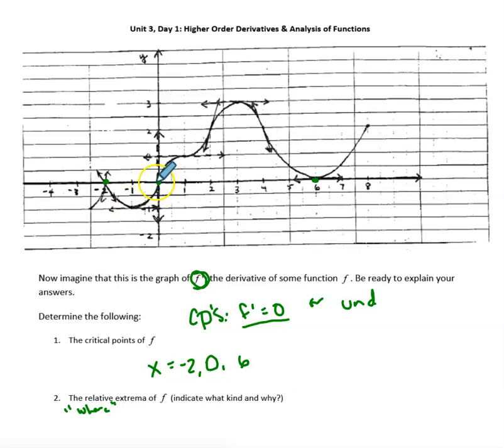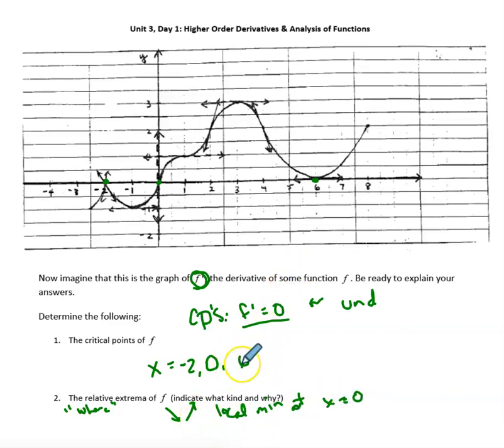Now let's look at x equals 0. F prime goes from negative to positive. So the graph of f goes from decreasing to increasing. So if f first decreases and then increases, we are going to have a local min of the function f at x equals 0. And again, this is the where, not the what. It's not the y value, it's the x value.